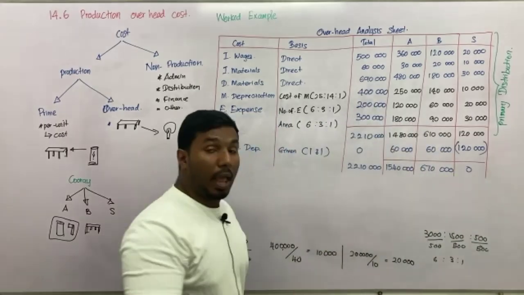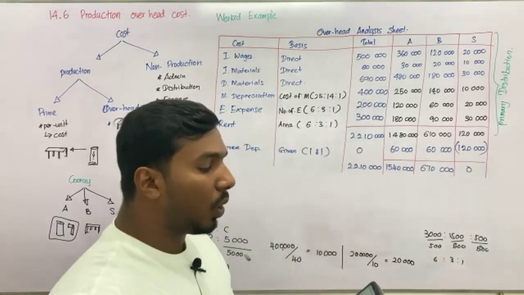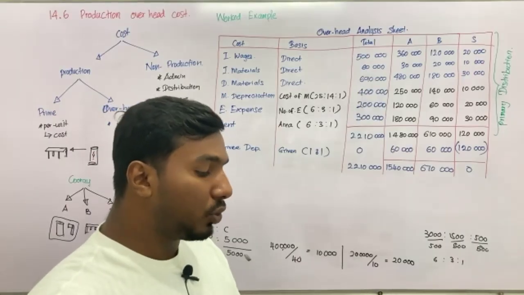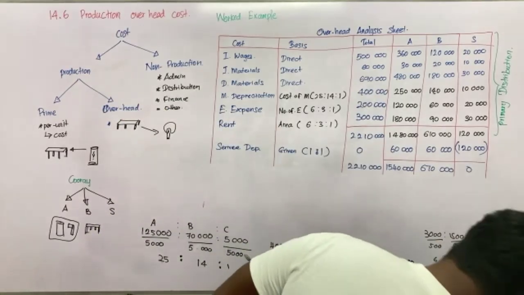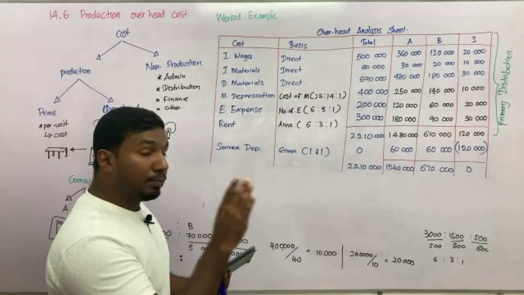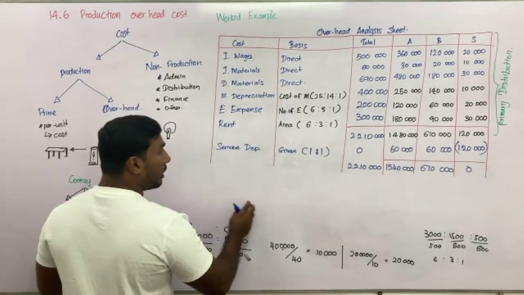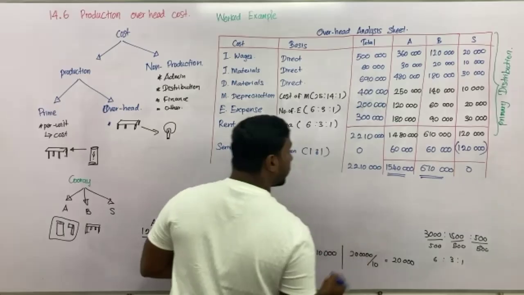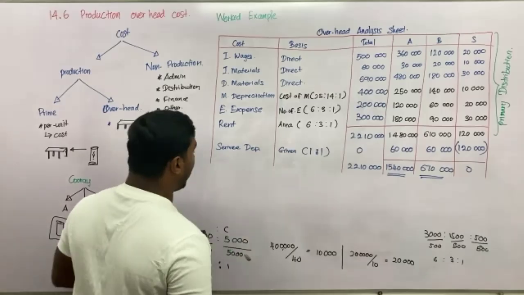After this overhead analysis is done, we have to absorb these overheads. The absorption base is also given. Overhead absorption rates: look at step number 3. Overhead absorption rate is direct labor hours. Okay, so we'll calculate the absorption for each department. There are two departments which will have overheads, so we have to absorb these overheads.